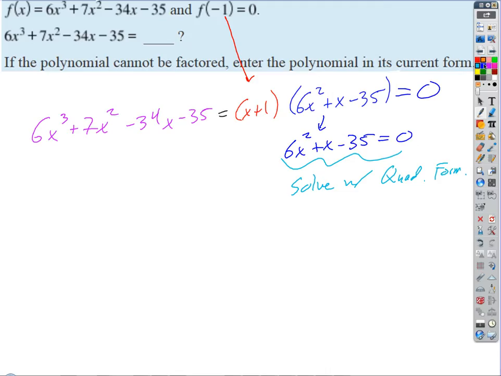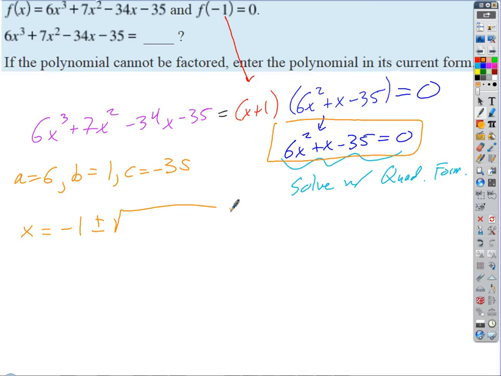What are my values of A, B, and C in this equation? 6, 1, and -35. So A is 6, B is 1, C is -35, right? So we can do the quadratic formula then. We get x equals -b plus or minus the square root of b squared, which is just 1, minus 4 times 6 times -35. We're going to divide the whole thing by 2a, so what's that? 2 times 6, which would just be 12, right? So let's just do this on the calculator.